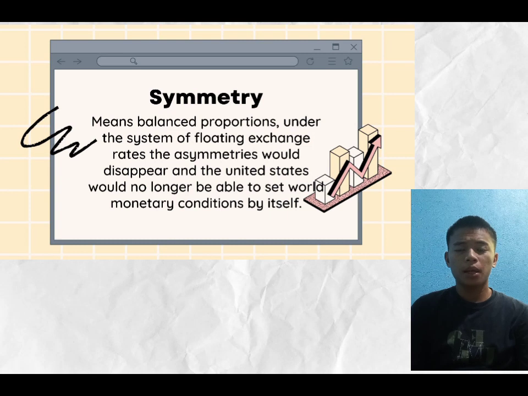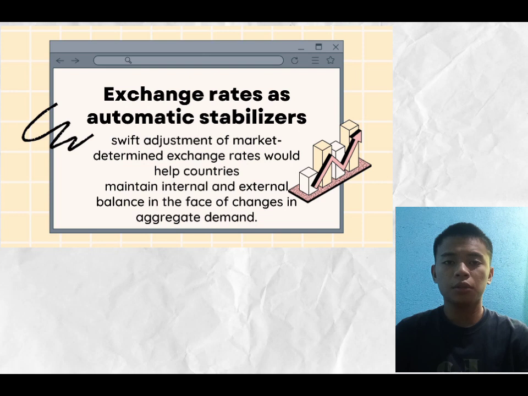Symmetry means balanced proportion under the system of floating exchange rates. The asymmetries would disappear and the United States would no longer be able to set the world monetary condition by itself. Exchange rate as automatic stabilizer: swift adjustment of market determined exchange rate would help countries maintain internal and external balance in the face of changes in aggregate demand.